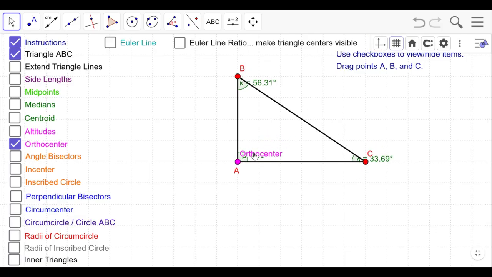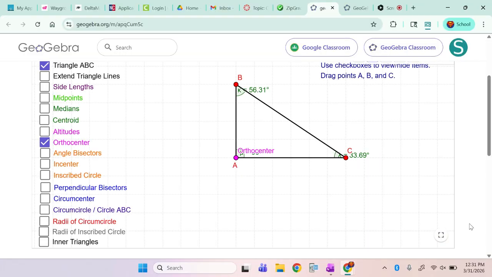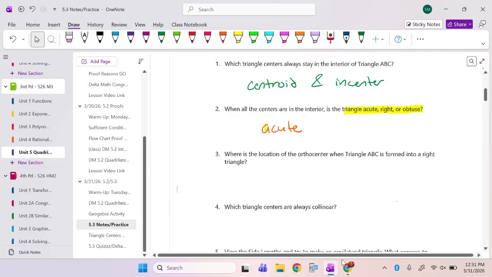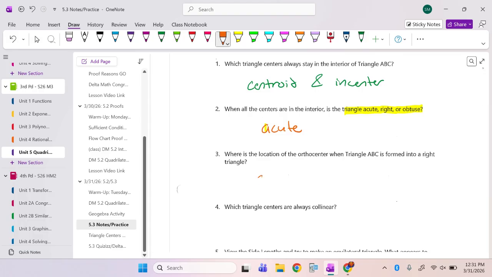So you notice that you have a right angle right here. So where did the orthocenter end up on the right angle? Where did the center of the orthocenter go when I make a right angle? It went on top of A. So in other words, it went on top of the right angle. So what we would say here is that this would go on top of the right angle.